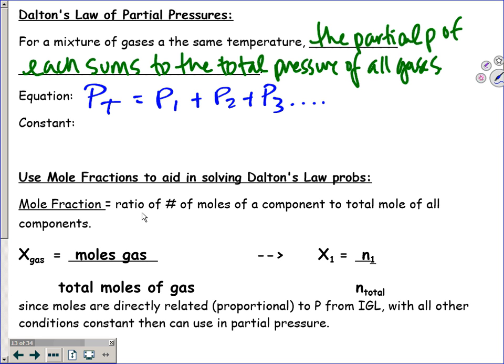So assuming that all of these things are changing, what's going to be constant here? Volume, temperature, and amount, or moles. So all the other variables are constant.